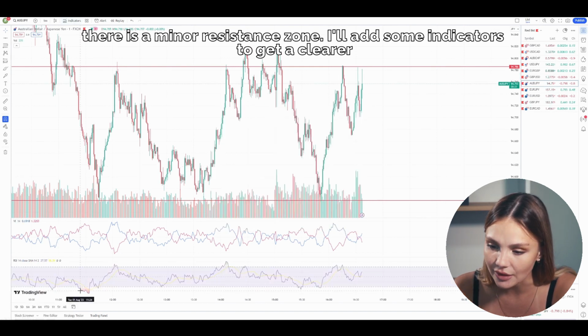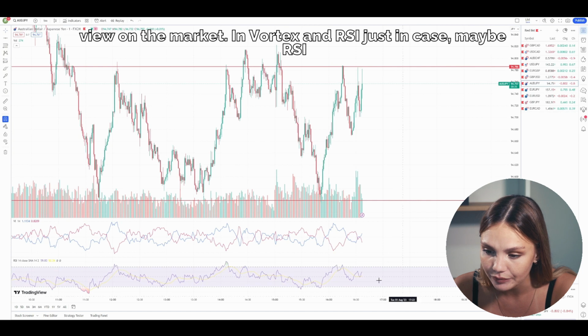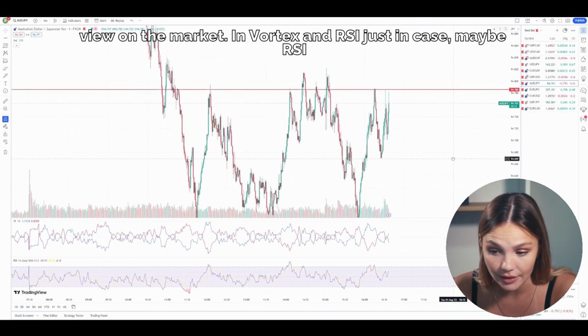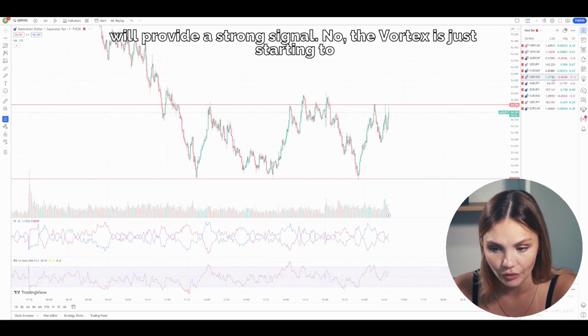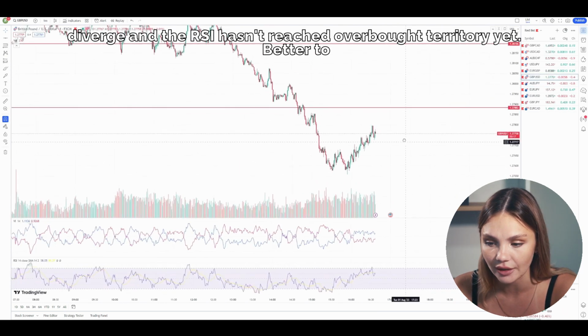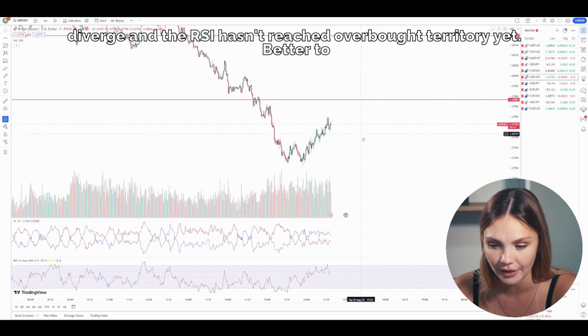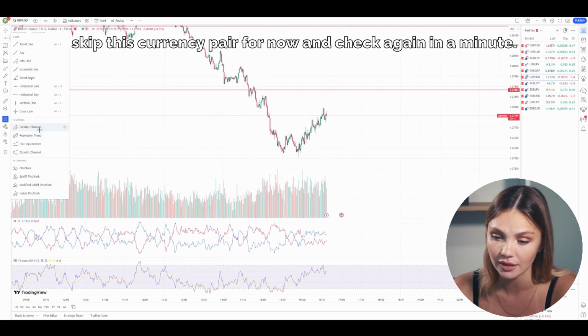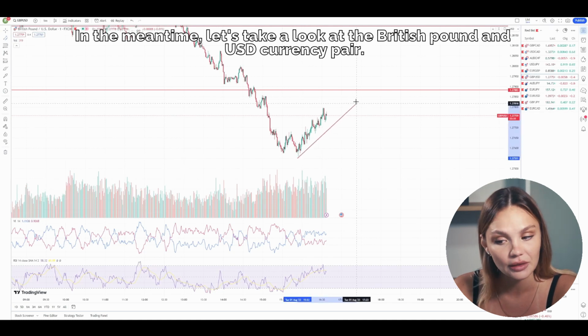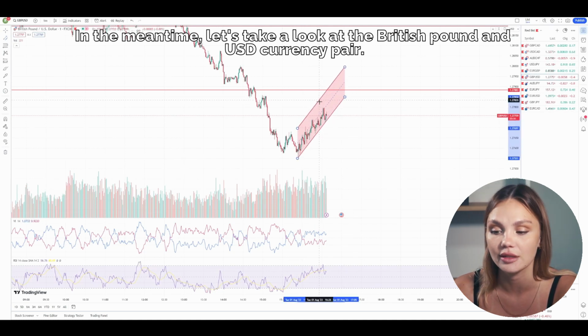I'll add some indicators to get a clearer view on the market. And in Vortex and RSI, just in case, maybe RSI will provide a strong signal. No, the Vortex is just starting to diverge and the RSI hasn't reached overbought territory yet. It's better to skip this currency pair for now and check again in a minute. In the meantime, let's take a look at the British pound and USD currency pair.